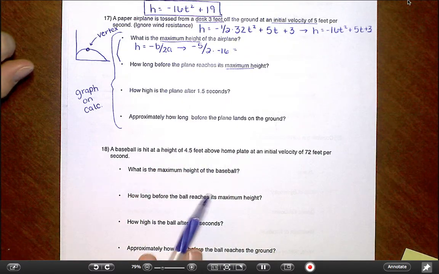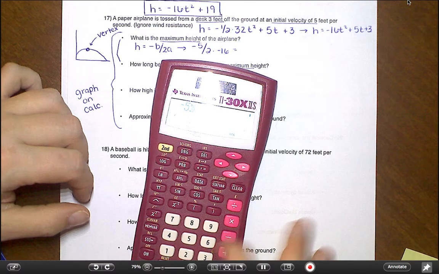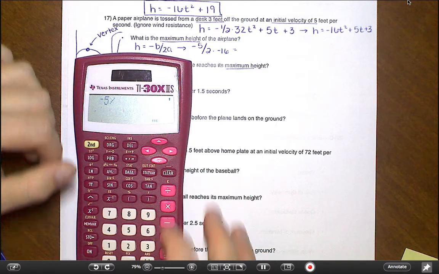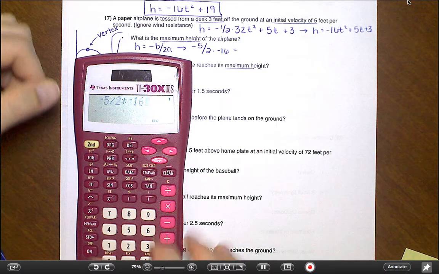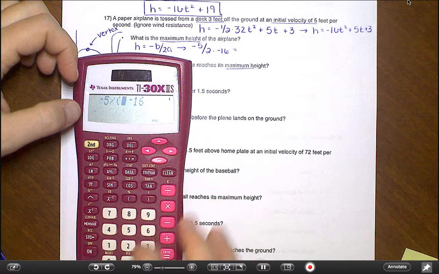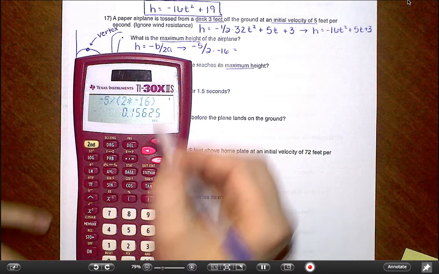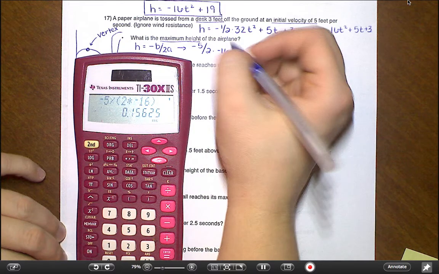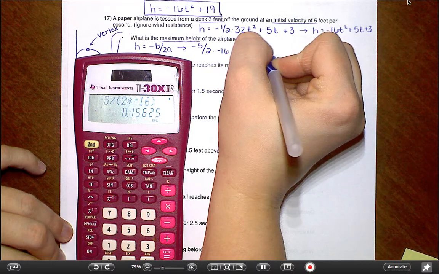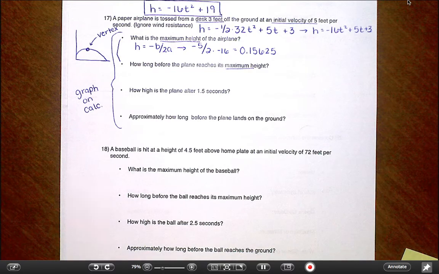If you're putting that in a calculator, that bottom part's going to need to be in parentheses. So -5 divided by, let me get you out of the glare a little bit, -5 divided by 2 times -16. Oh, see, I just didn't follow my own advice. That would have gotten me into trouble. 2 times -16. And I get 0.15625. Okay, so that's my h value of my vertex.